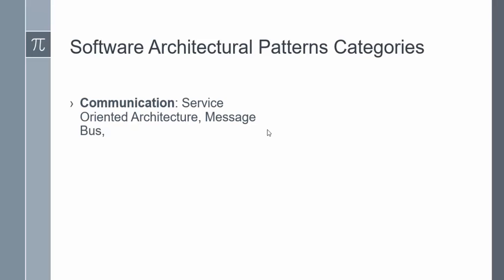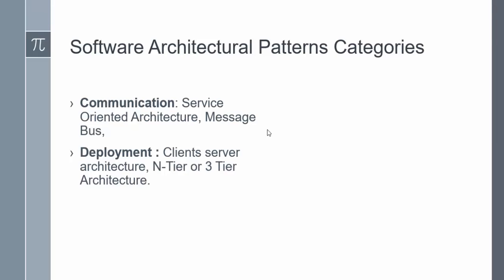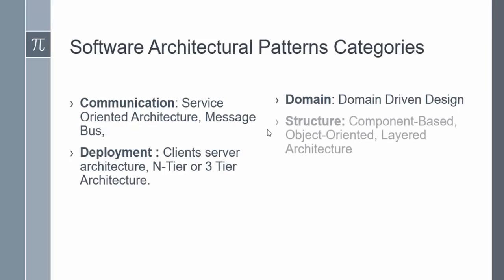So the first category is communication. Service-oriented architecture and message bus architecture styles are grouped in the communication category. Then the deployment category: client-server architecture and N-tier or three-tier architectures are the deployment architectures. And then we have domain. Domain driven design, or the domain driven architectural style, belongs to this domain category. Then we have structure, like component-based architecture, object oriented architecture or layered architecture. All of these styles belong to the structure category.